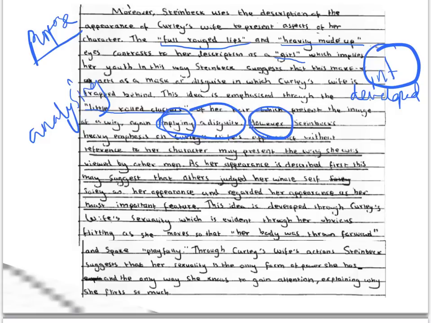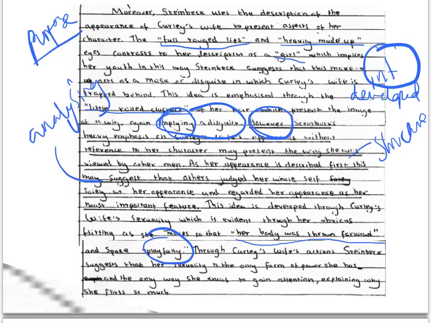"Steinbeck heavily emphasises Curly's wife's appearance without reference to her character, may present the way she was viewed by other men, as her appearance is described first." Structure. "This may suggest," analysis, "that others judged her whole self solely as her appearance and regarded her appearance as her most important feature. This idea is developed through Curly's wife's sexuality, which is evident through her obvious flirting as she moves, so that her body was thrown forward and spoke playfully."